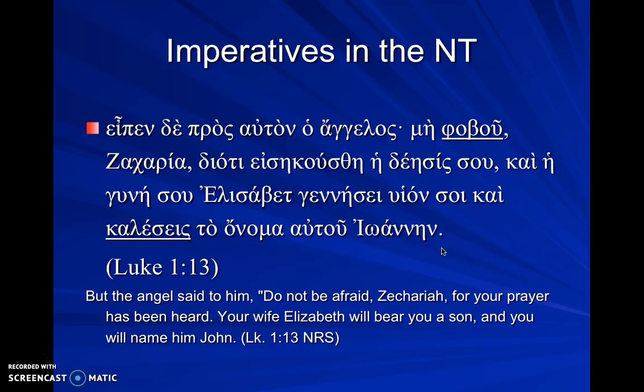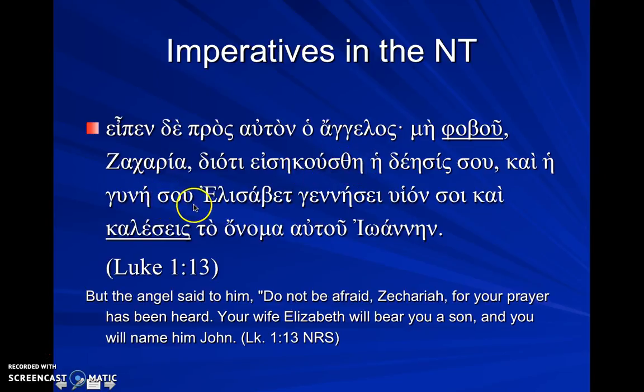Another example from Luke 1:13, kind of a long one. The angel said to him, so ho angelos is the subject of eipen. The angel said, and then we have our postpositive de, but or and, which is going to come first in the sentence, even though it's second or third in Greek. But the angel said to him, do not phobou, fear, or be afraid. There's our imperative, Zechariah, because your prayer was heard. Here's an aorist passive indicative verb.